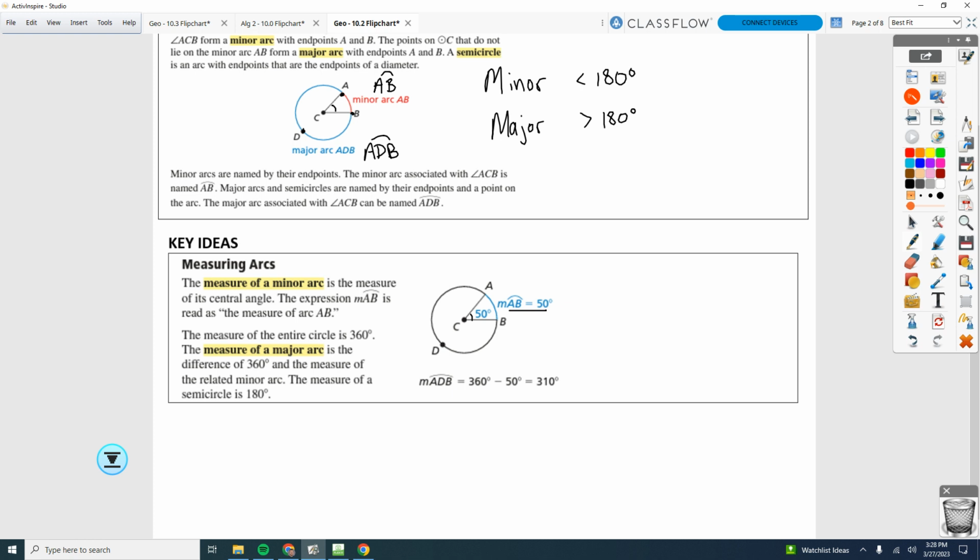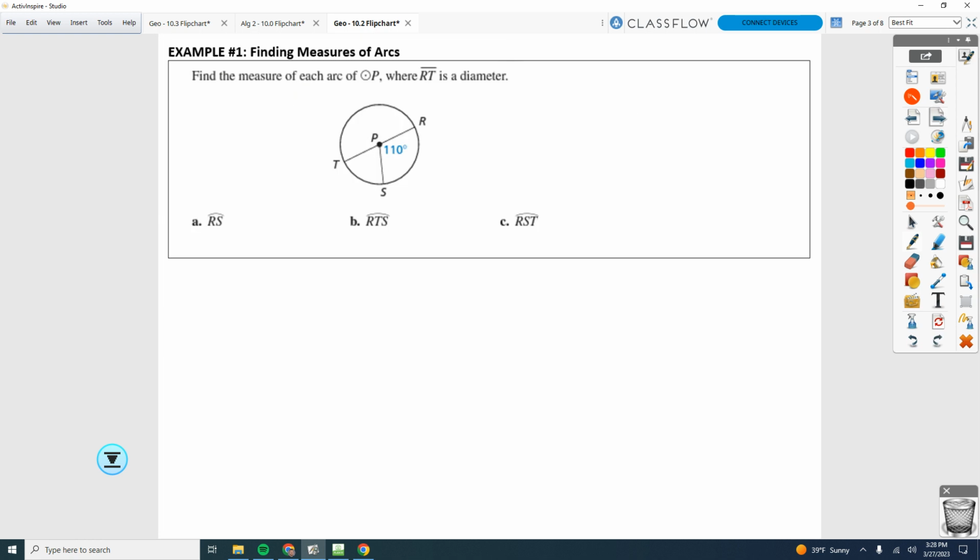The major arc is just going to be anything that's over 180. For this one we just subtract from 360 because it's all the way around the circle. So 360 minus 50 is 310 degrees. Remember that the central angle is always the same as the arc measure.